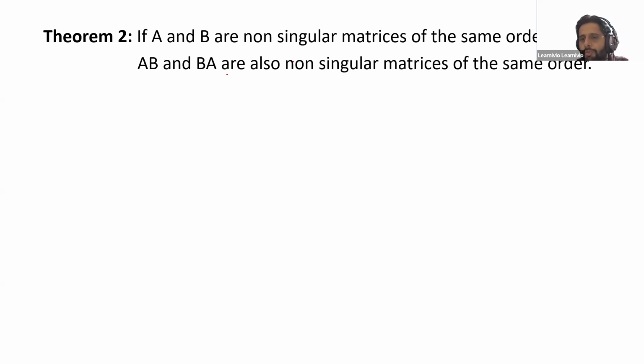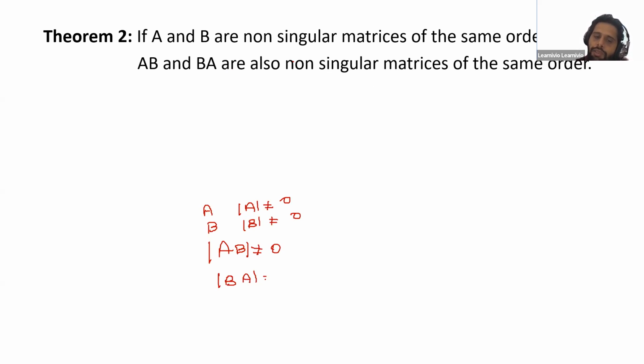Okay, so if A and B are non-singular matrices of the same order, then AB and BA are also non-singular matrices of the same order. So what does this mean? Suppose we have a matrix A whose determinant is not equal to 0. Similarly, matrix B, determinant is not equal to 0. Then if you multiply AB, the determinant of AB is also not equal to 0. If you find BA, then the determinant of BA is also not equal to 0.